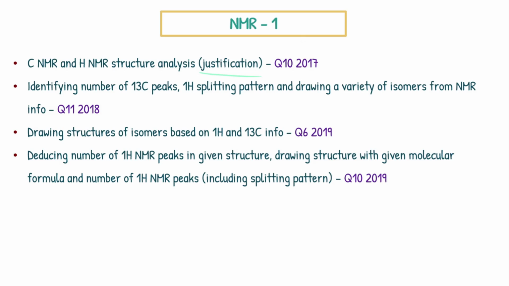This is from 2017. Feel free to check that out. You had to identify the number of carbon-13 peaks and proton splitting pattern and draw a variety of isomers from NMR info. That's question 11, 2018. Next up here, you had to draw the structures of isomers based on proton and carbon NMR info. And then here you had to deduce the number of proton NMR peaks in a given structure. Then you had to draw the structure with given molecular formula, and you're given a number of proton NMR peaks, including the splitting pattern information.